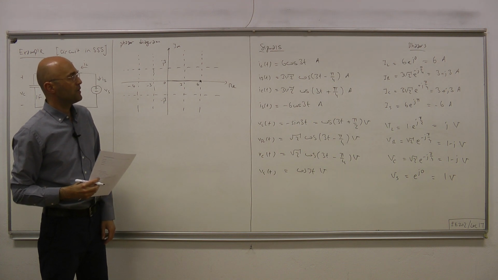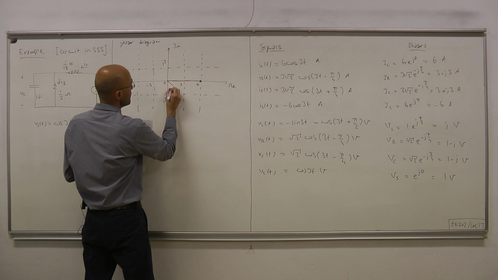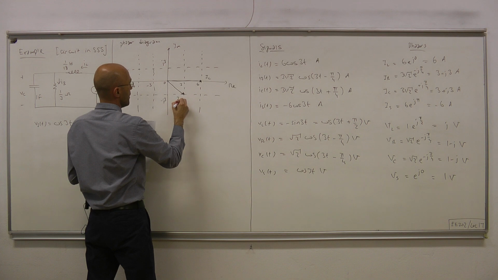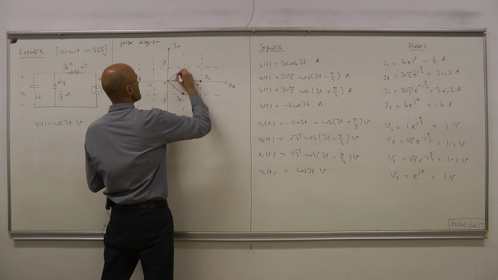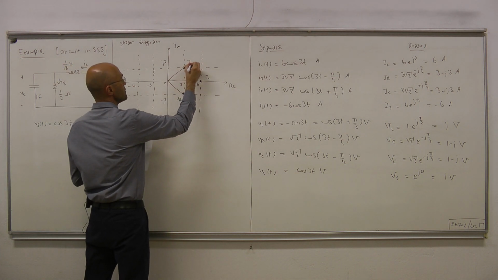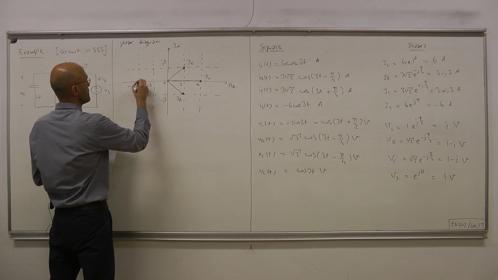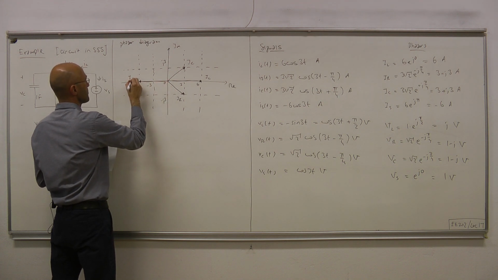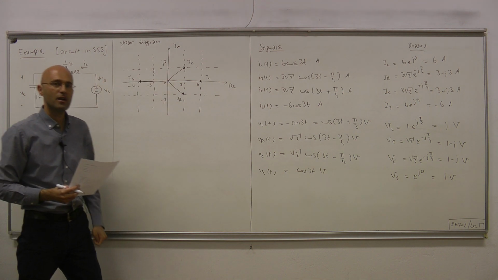What's IR? IR is 3 minus j3. So here, this is IL, this is IR. And we have IC, which is 3 plus j3. So we're talking about this vector, and this is our IC. And finally, what's IS? IS is minus 6 plus j0. So this is our IS. Okay, so these are the phasor diagrams of all the currents in our circuit.